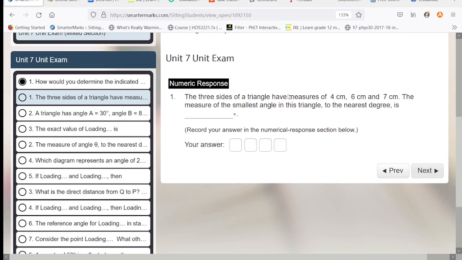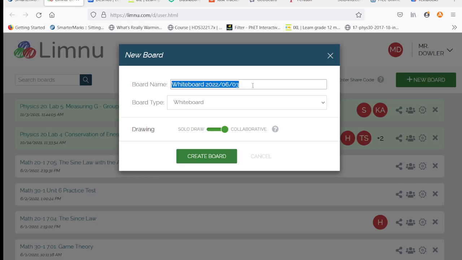Number 2, the three sides of a triangle have measures of 4 centimeters, 6 centimeters, and 7 centimeters. The measure of the smallest angle in this triangle to the nearest degree is. So again, we're given side, side, side. That makes it a cosine law situation. The smallest angle, we have two approaches. We could solve for all three angles and see which is the smallest, or you can recall that the smallest angle will be opposite the smallest side. So we want the angle opposite 4 centimeters.